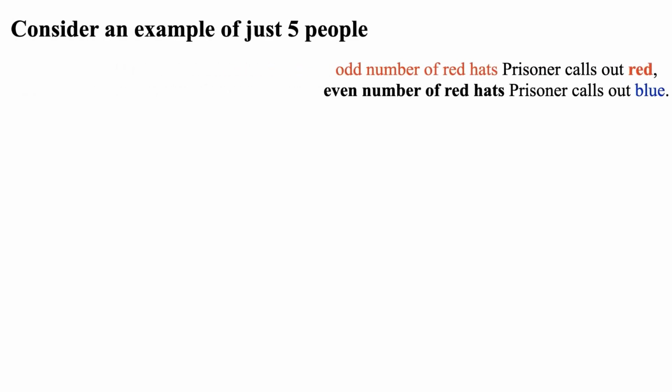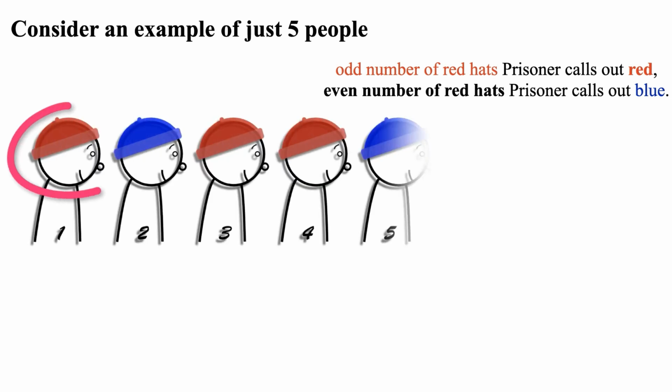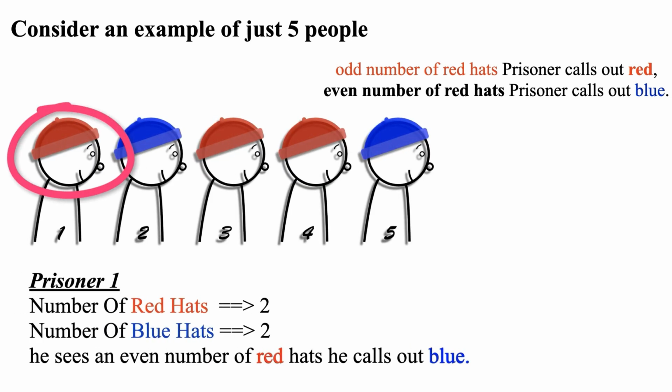Consider an example of just 5 people. Here, person 1 follows the only rule. If the first person sees an odd number of red hats, he calls out red. If he sees an even number of red hats, he calls out blue. Here he calls out blue because he sees an even number of red hats, and dies.